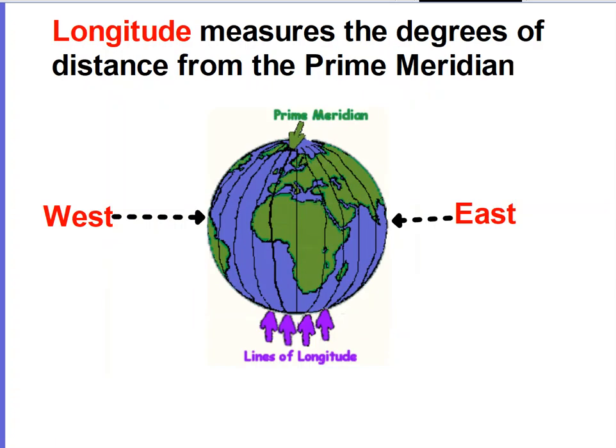Longitude measures the degrees of distance from the prime meridian. So from 0, how far are we east and west? But they run from north to south.